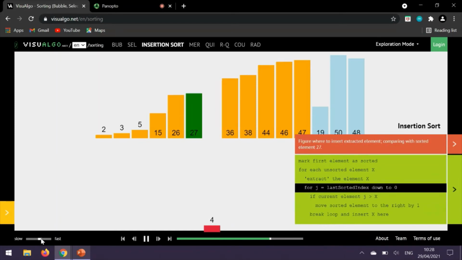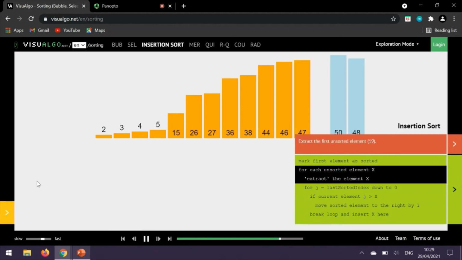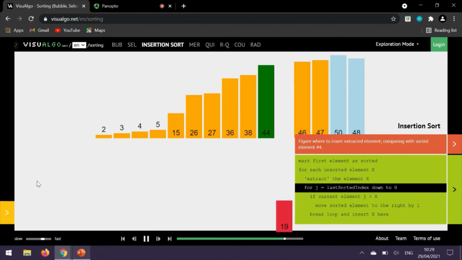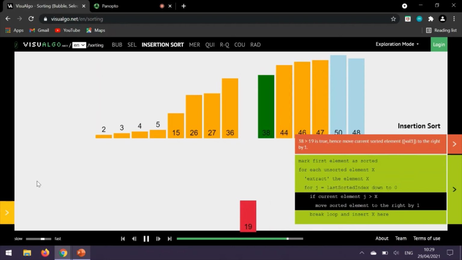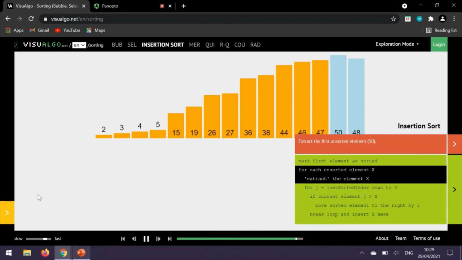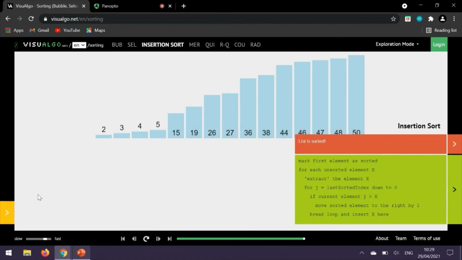Speed it up a tad. I think you can tell what's going to happen, so speed this last part up. And there we have it.